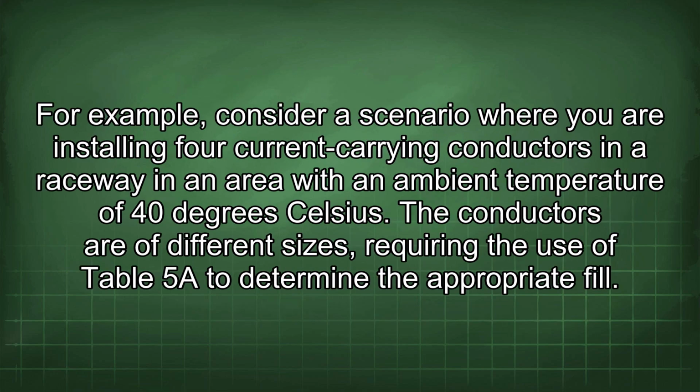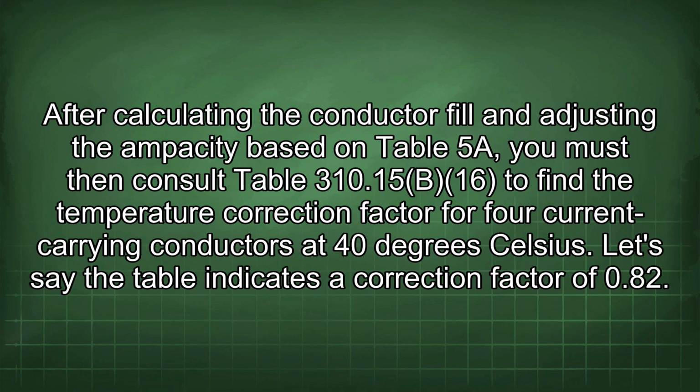For example, consider a scenario where you are installing 4 current-carrying conductors in a raceway in an area with an ambient temperature of 40 degrees Celsius. The conductors are of different sizes, requiring the use of Table 5 to determine the appropriate fill. After calculating the conductor fill and adjusting the ampacity based on Table 5a, you must then consult Table 310.15(B)(16) to find the temperature correction factor for 4 current-carrying conductors at 40 degrees Celsius.